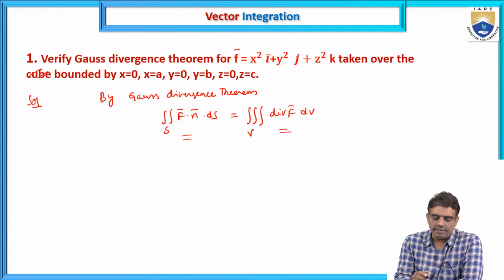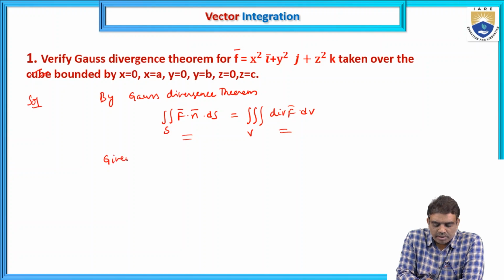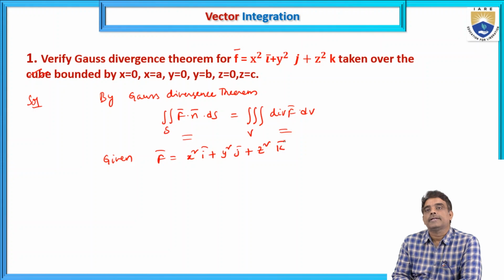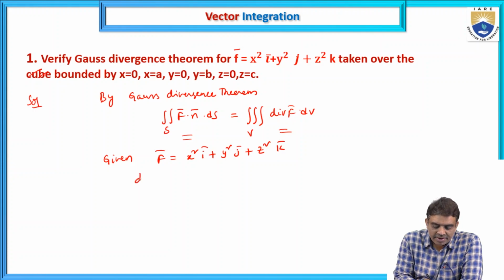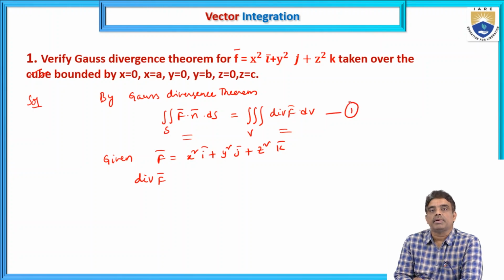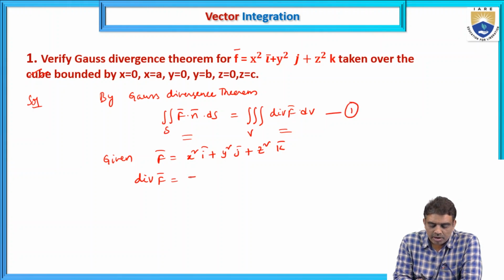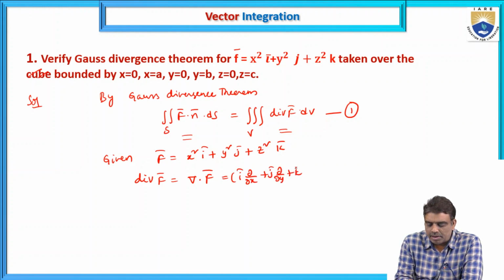So here, what is given f bar? The vector point function given is f bar is x square i bar plus y square j bar plus z square k bar. Then I have to prove this theorem, and call this equation number 1. And div f bar means del dot f bar. That is, del means i bar dou by dou x plus j bar dou by dou y plus k bar dou by dou z, the dot product with f bar.